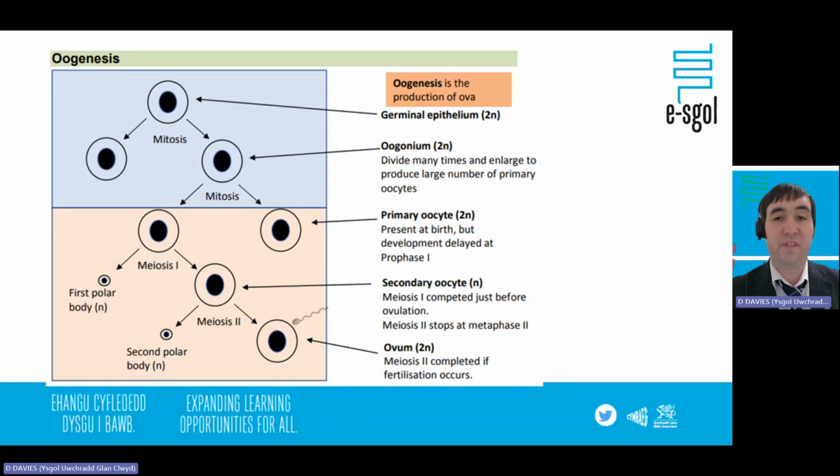An interesting point is that when a baby girl is born, all the primary oocytes that she will ever ovulate are already present in her ovaries. So all the mitotic divisions here have already happened in the fetus, in the embryo. These oocytes will be held, and then when puberty arises, this will start to happen. So there's a mitotic division there.